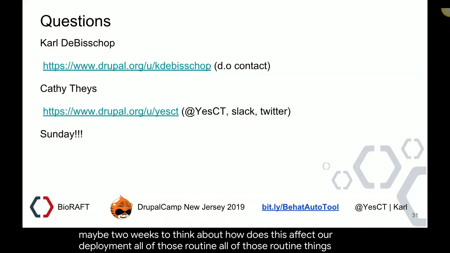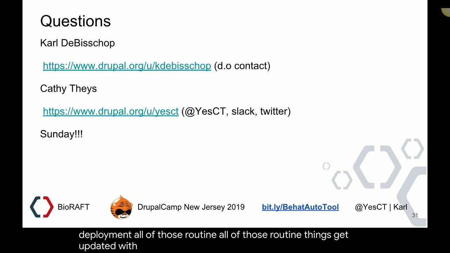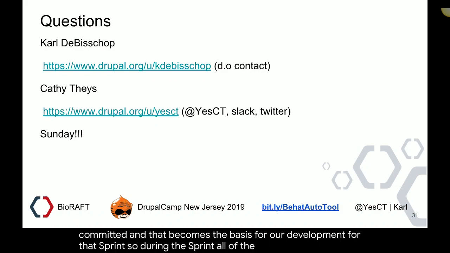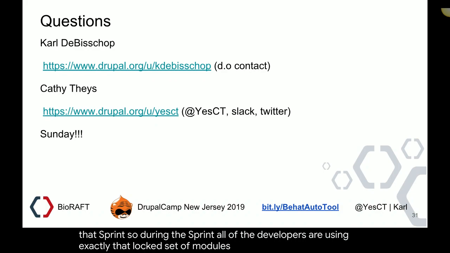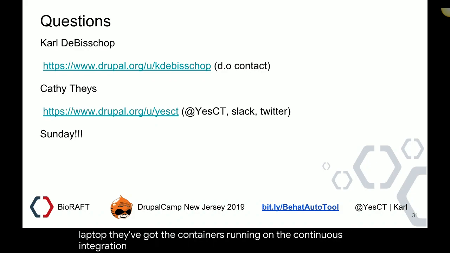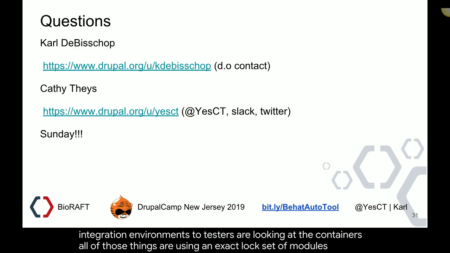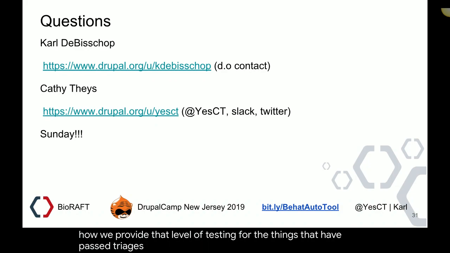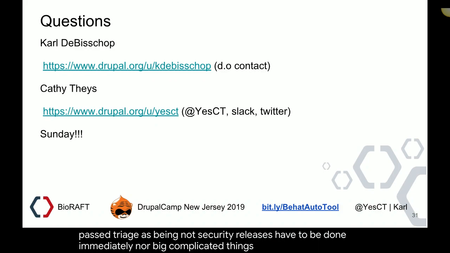All of those routine things get updated, which changes the composer lock file. That lock file is committed, and that becomes the basis for our development for that sprint. So during the sprint, all of the developers are using exactly that locked set of modules. And just by virtue of the fact that they're developing, they've got the containers running on their laptop, they've got the containers running on the continuous integration environments, the testers are looking at the containers, all of those things are using an exact locked set of modules. That's how we provide that level of testing for the things that have passed triage as being not security releases that have to be done immediately, nor big complicated things that need a larger development effort.